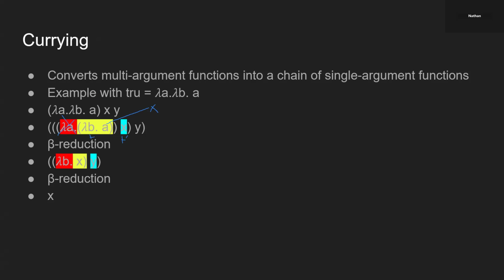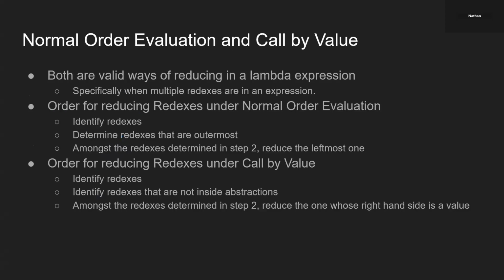You get lambda b, this is your t prime. But note that there's no y in this t. So you try to substitute it, you can't, so it vanishes. You get rid of lambda b, you get rid of the y, and you end up with x. So that's how you get the first of two things when you use true. That's actually how it works in the back end. So that's an example of currying, which is pretty cool.